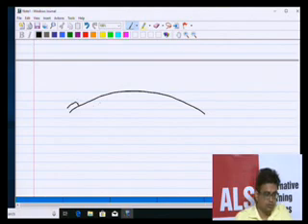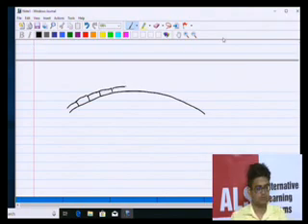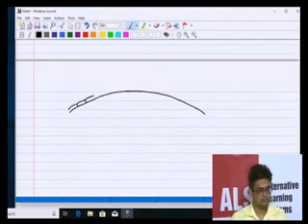First of all, we will draw the epidermis like this. Just a second. It's not coming perfectly well. These are the thin epidermal cells. Because it is the root, there will be no cuticle here. So I am not drawing any cuticle layer here.